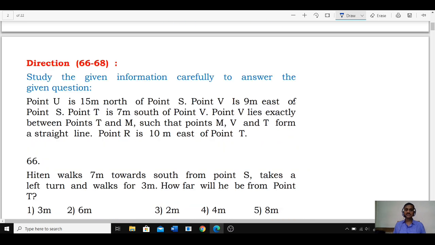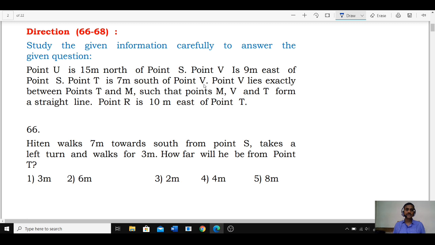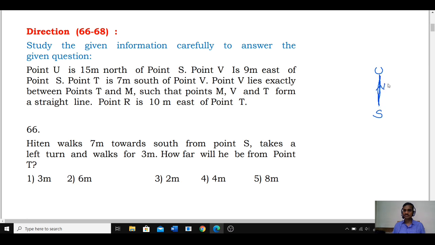Now first, question number 66 to 68. These three are based on directions. U is 15 meters to the north of S. Here S is here and U is here. U is how many meters? 15 meters to the north of S, which can be represented like this. V is 9 meters to the east of S. From here, V is how many meters? 9 meters to the east of S.